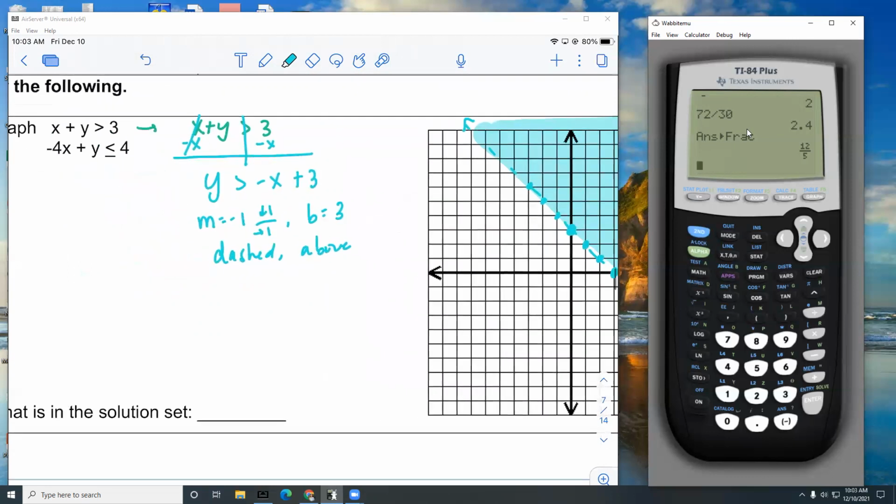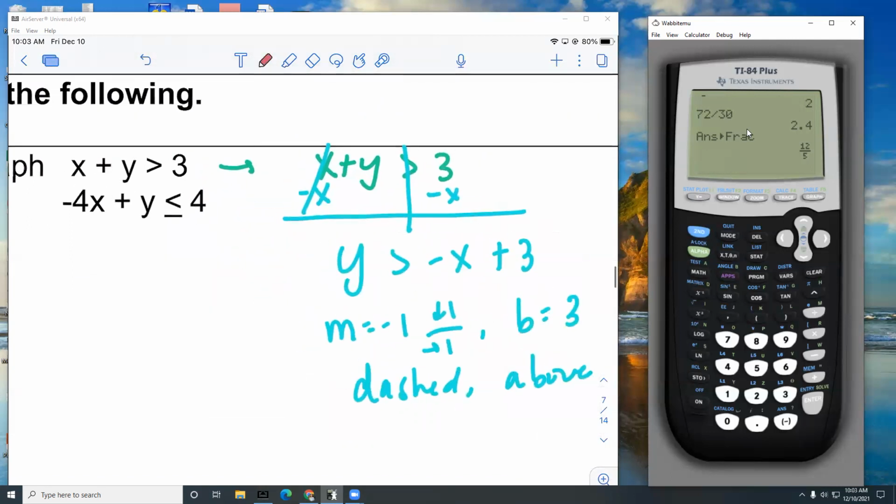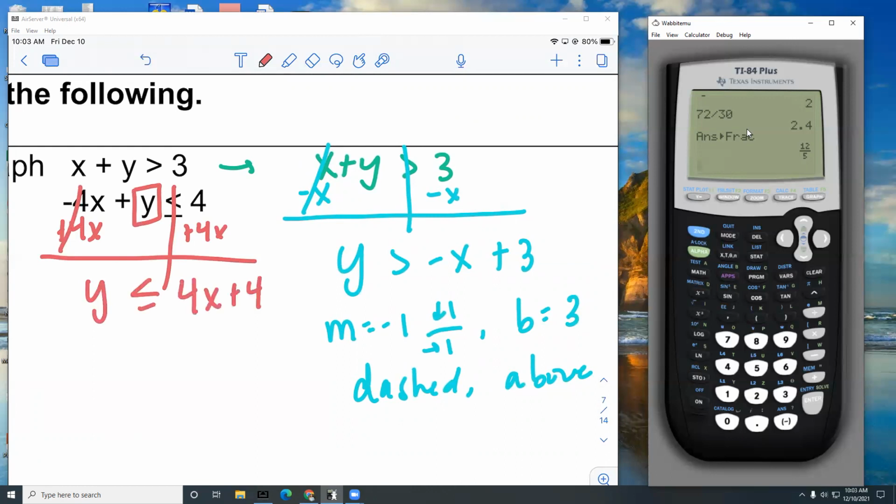All right, so then for my bottom equation, I also need to work some magic. So again, y is already by itself, so that's nice. So let's just add the 4x over. So I get y is less than or equal to 4x plus 4. So my slope is 4, so I'm going to go up 4, right 1 each time. And I'm going to start my y-intercept at 4.